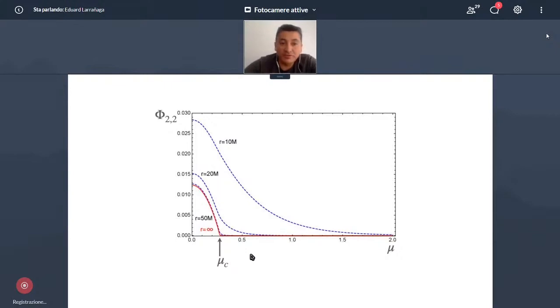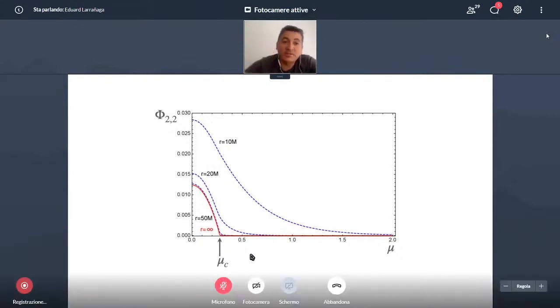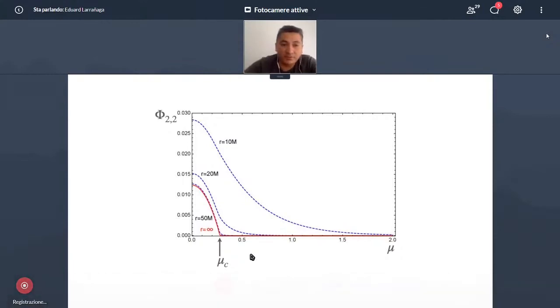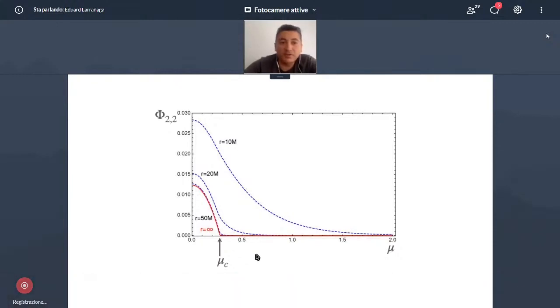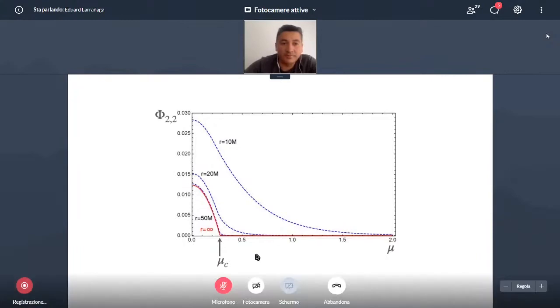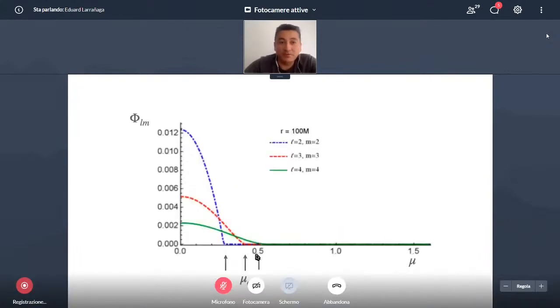The results indicate that observers located at distances greater than 50 m won't receive excitation from the system produced by particles orbiting at the ISCO radius when the scalar field has a mass greater than this value of 0.2722 in dimensionless units. Observers located at closer distances will perceive a smooth behavior, but the amplitude is also a decreasing function of the field mass. A similar behavior is obtained for the other modes, as can be seen from these curves.